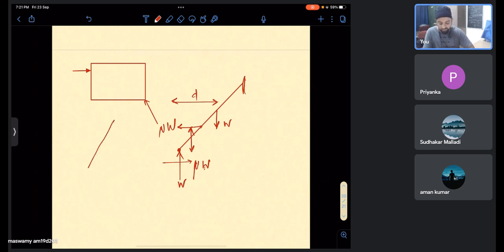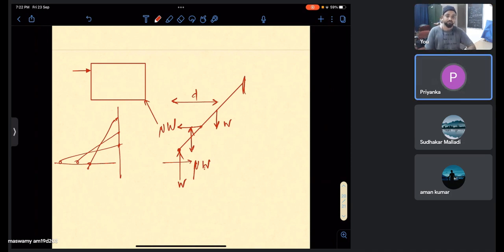So a ladder like this will become like this, will become like this. It will never lose contact with the wall when you pull, because the force required to overturn it can never be achieved. Friction can never offer that. Is it clear? Okay.